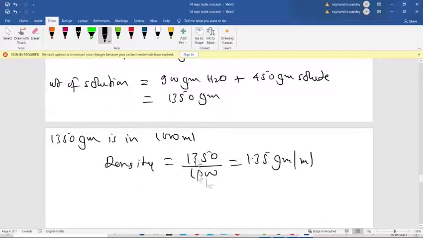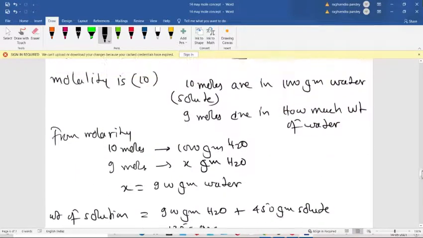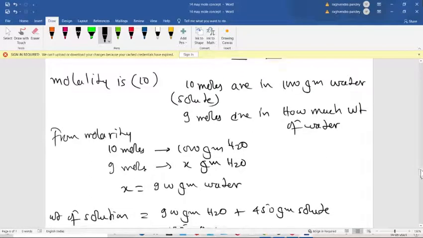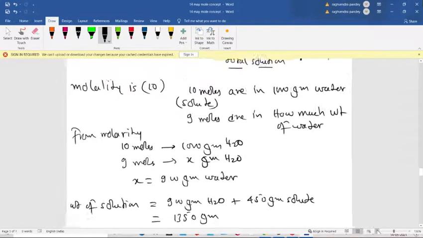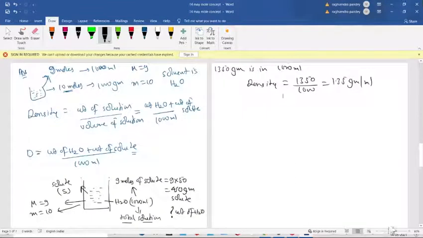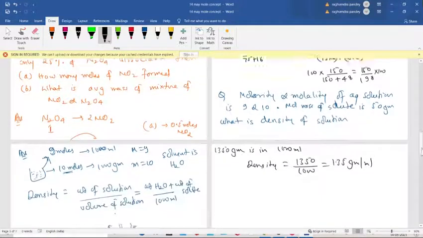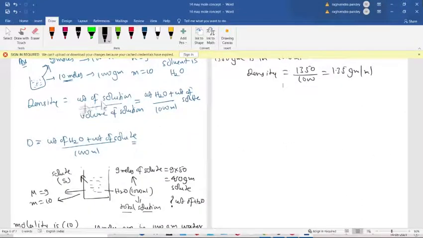So I hope that is covered. Although there is a formula, I generally don't give formulas, because if there are more formulas, there is a high probability that students forget them. So let's check it out again. This is the question: molarity and molality are 9 and 10, molecular weight of solute is 50, so what is the density of solution? Density of solution is weight of solution divided by volume of solution, that is weight of water plus weight of solute divided by 1000 ml.